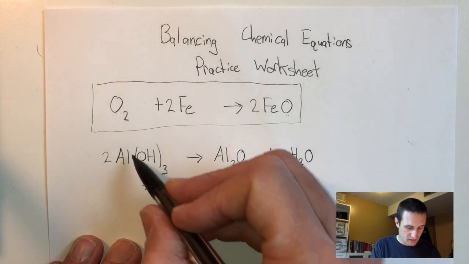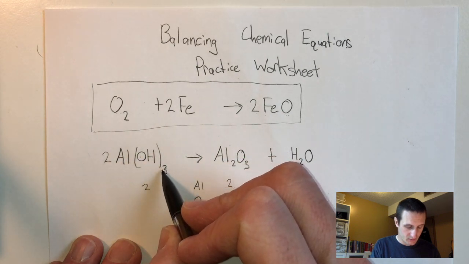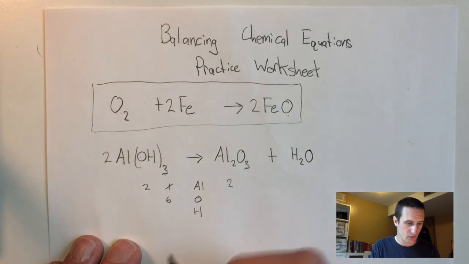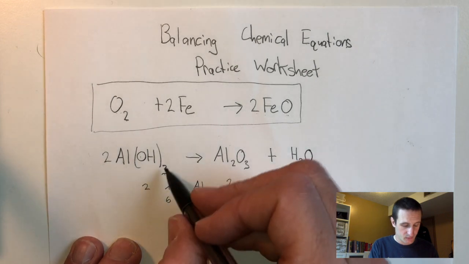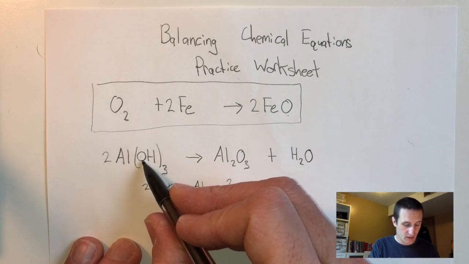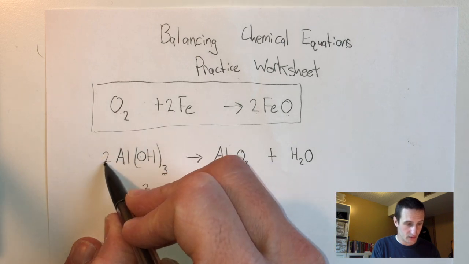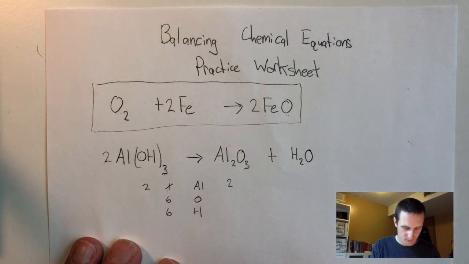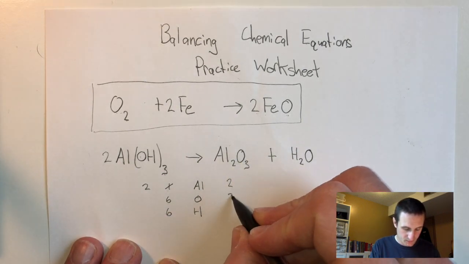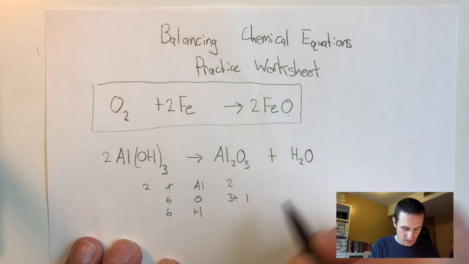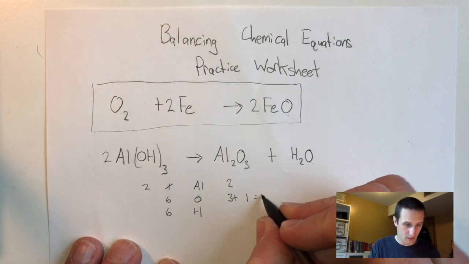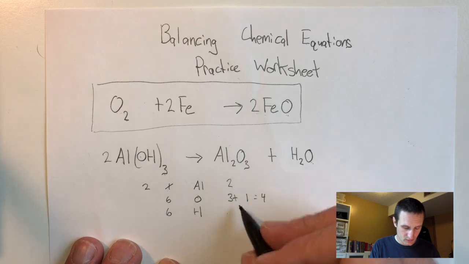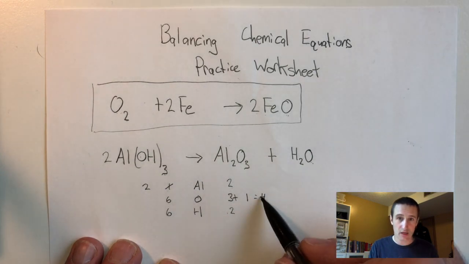When you see parentheses, it's like a grouping, and the number that's outside the parentheses multiplies everything that's inside of that grouping. So in one molecule, you have 3 oxygen atoms. If you have 2 molecules, that means you have 6 oxygen atoms. You'd also have 6 hydrogen atoms. On my product side, I have 3 plus 1, so I have a total of 4 oxygen atoms. And then the hydrogen, I only have 2. So we've got to balance both those oxygen and hydrogen.